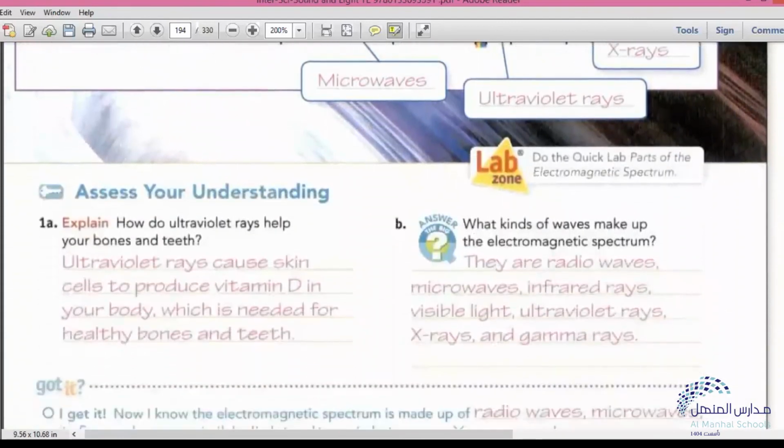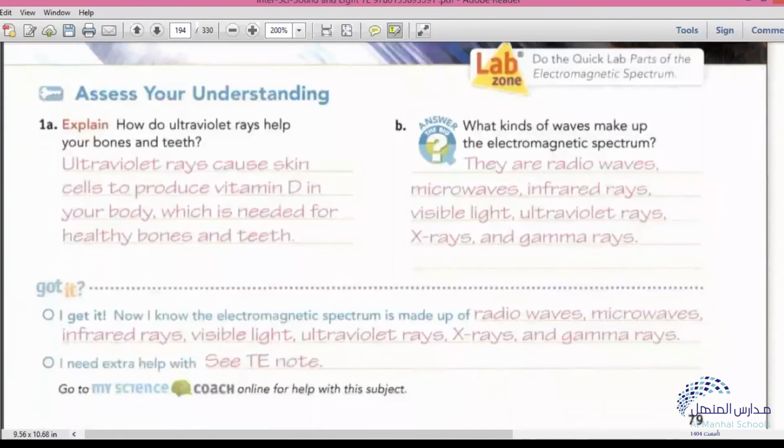Now assess your understanding. This is the answer to the question. Question number 1: how do ultraviolet rays help your bones? Remember that it helps your body to make vitamin D, which strengthens your bones. Ultraviolet rays cause skin cells to produce vitamin D in your body, which is needed for healthy bones and teeth.